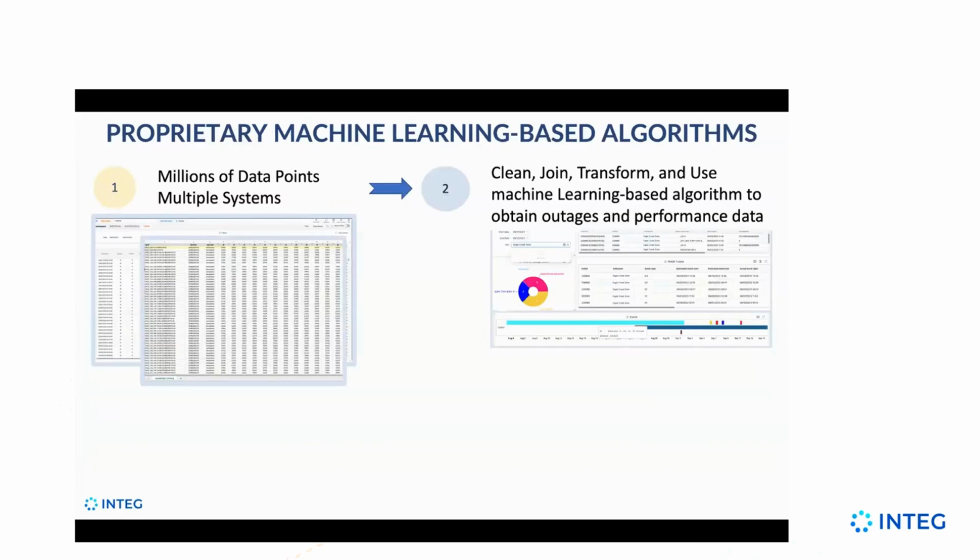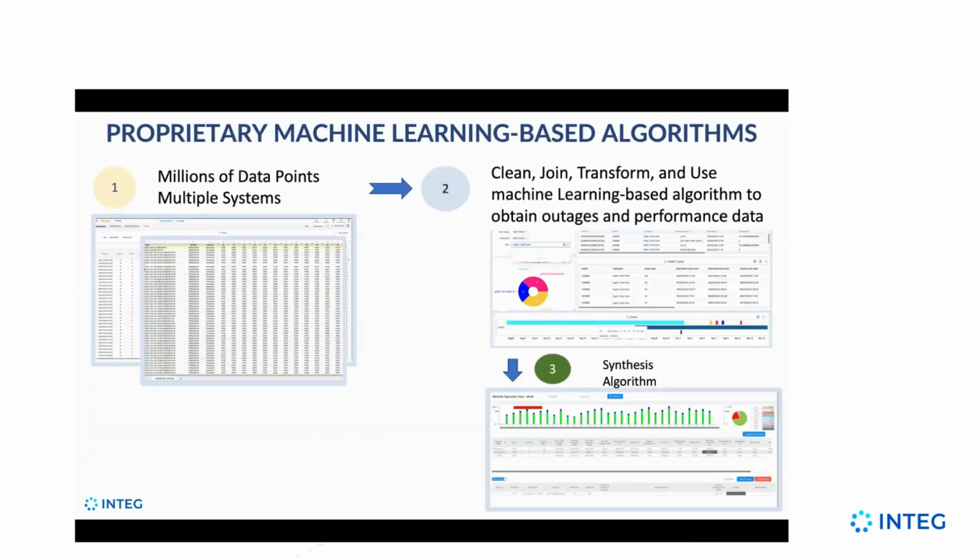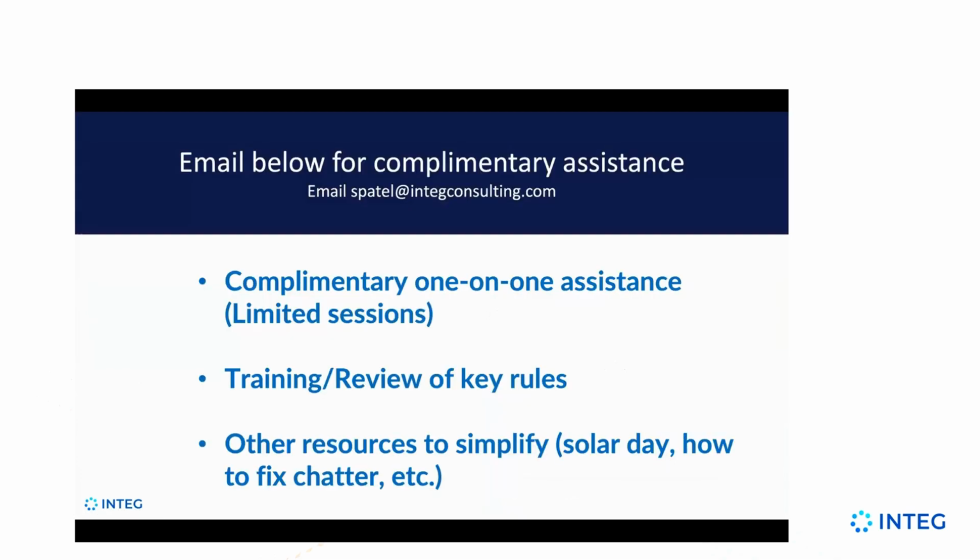What we're doing is proprietary machine-learning algorithms, and we're using tons of data from PI and SCADA. We transform it. We get inverter or turbine level outages, and then we have our own synthesis algorithm. This is probably actually the hardest part of the system, going from there into the synthesis, and then we're able to automatically create the NERC events.